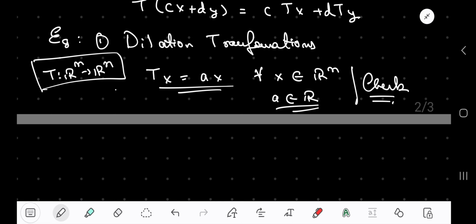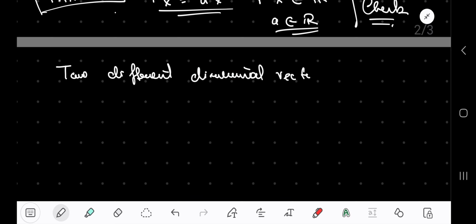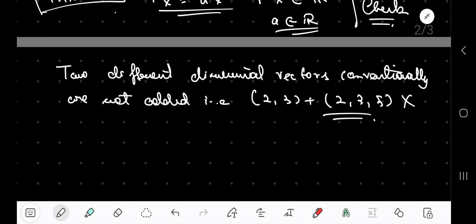One more thing I need to specify here. Two different dimensional vectors conventionally are not added. That is, if I have, let's say, (2, 3) and I want to add it with (2, 3, 5), then it's not possible, or conventionally it's not possible. We have not defined it to be possible, because we do not require such things.